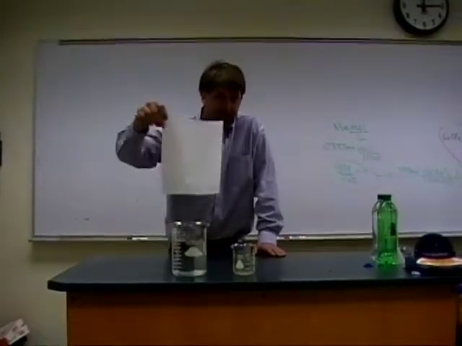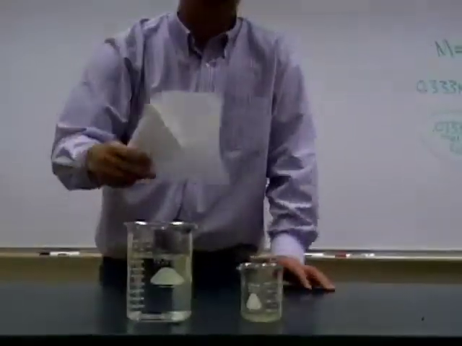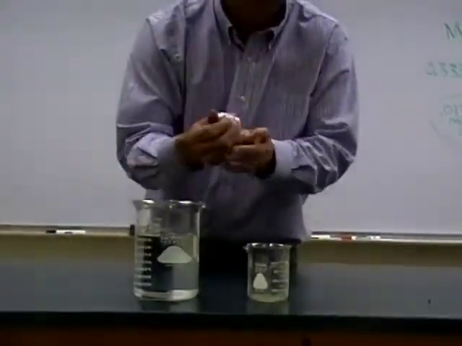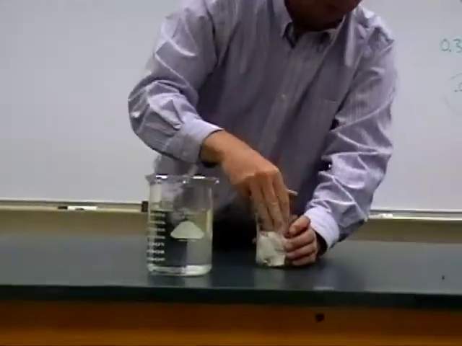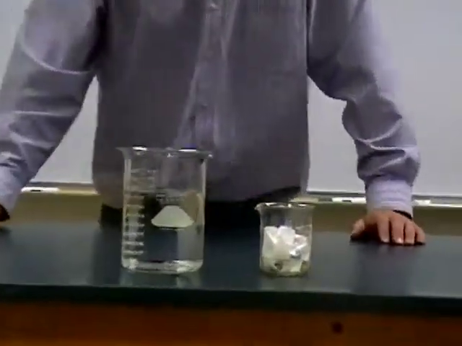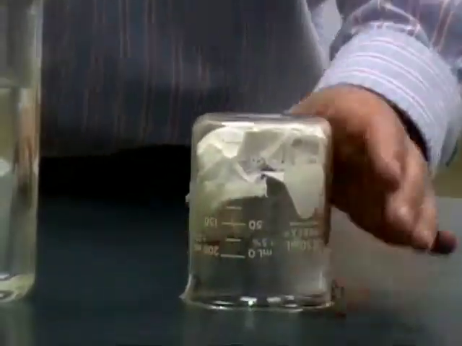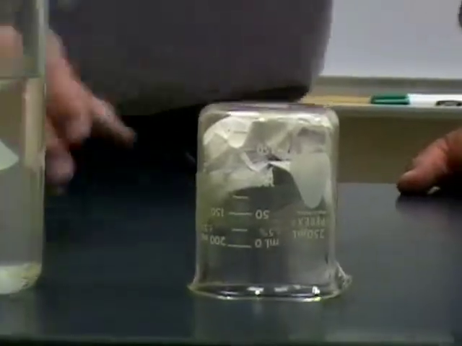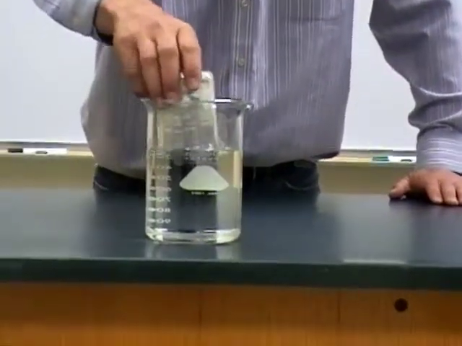In this demonstration, we're going to do the wet paper trick. I have regular paper. It's dry. We're going to take this dry paper, crumple it up, it could be homework, and stick it to the bottom of this ordinary beaker. We're going to invert the beaker, and we're going to put this beaker into another beaker filled up with water.